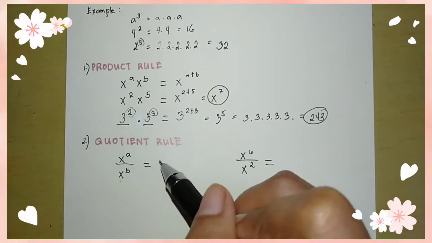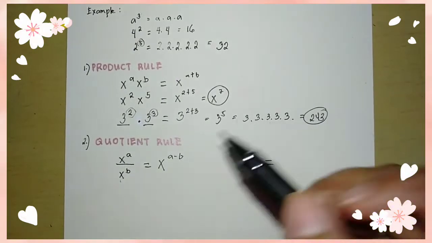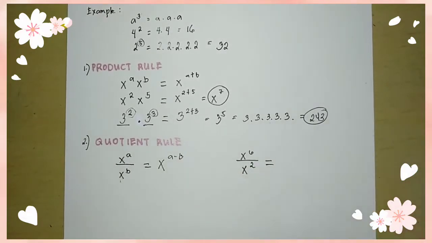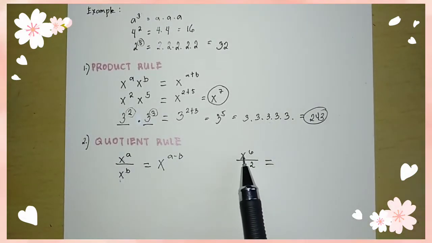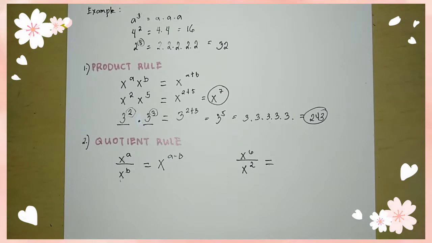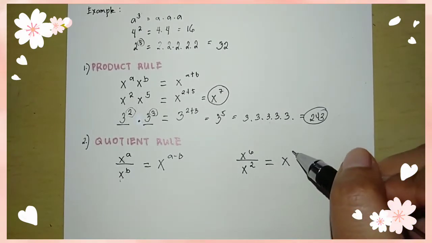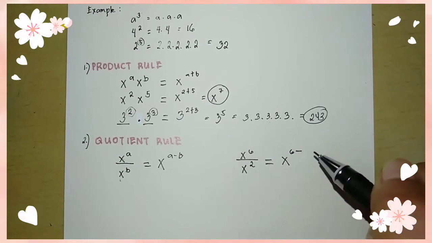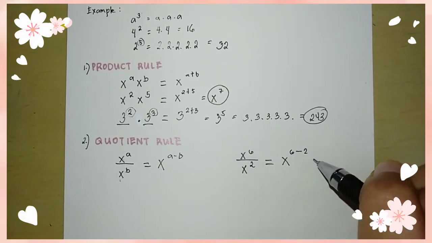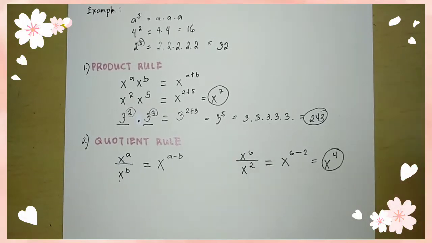Dahil nga parehas silang x, so copy lang si x. And then, a minus b. So, ganun lang kasimple. Like, for example, number 2, we have x raised to 6 over x squared. So, what we are going to do is to copy the base, and then we have exponent of 6 minus 2. So, the answer will be x raised to 6 minus 2, which is equal to x raised to 4. So, yun na yung magiging sagot natin, okay?